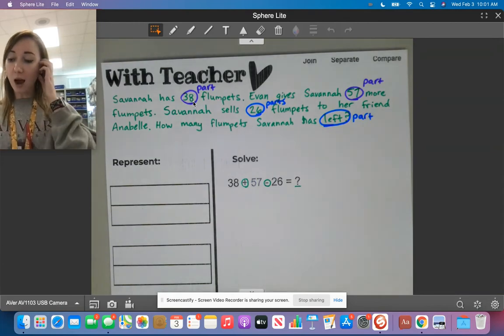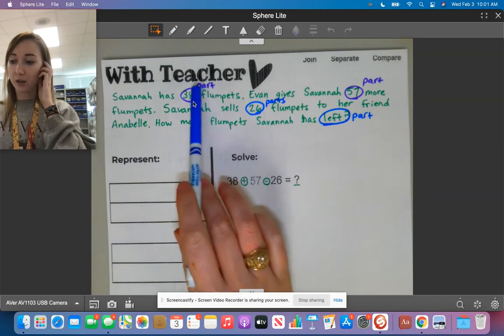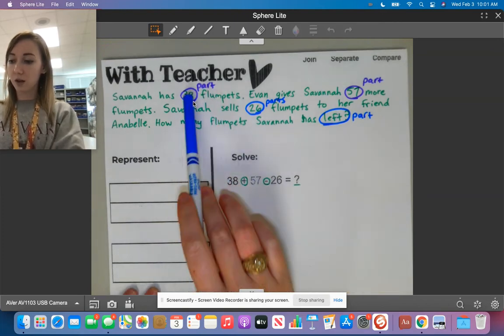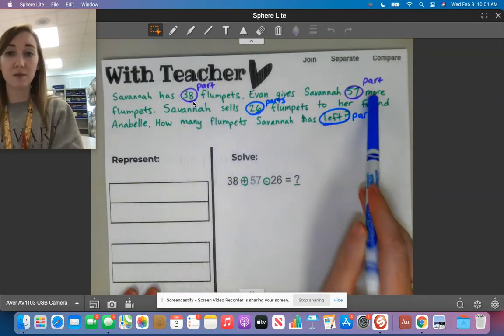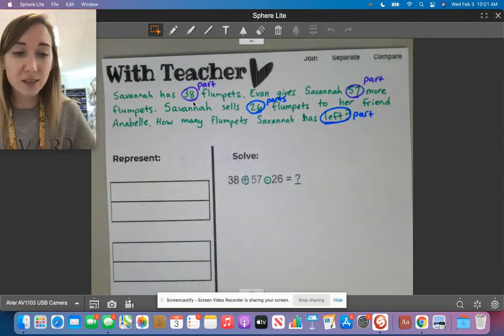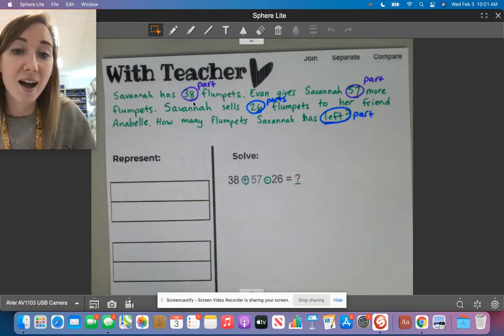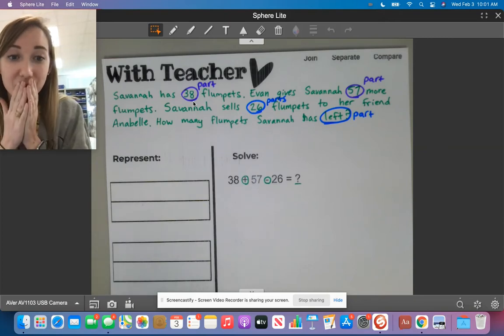All right. So I switched my colors for the first two numbers, the part that she starts with and the part that Evan gives her. And then I switched to blue here. Why did I change colors? I want you guys to think about it and talk to someone next to you. I'm gonna wait a second.